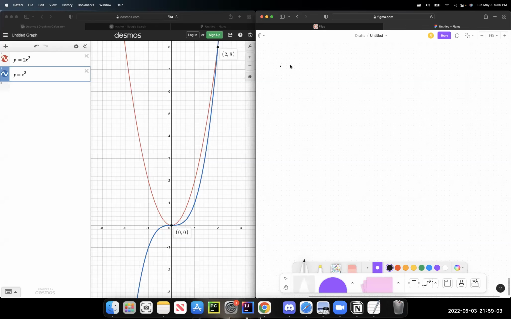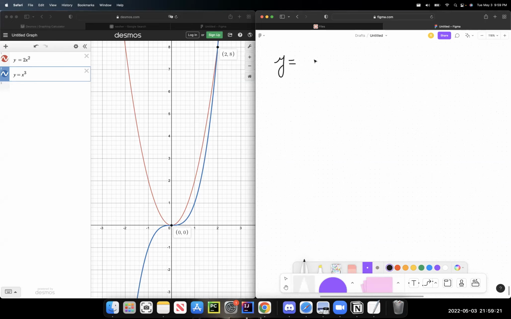So for this next question, we're actually looking at two functions. Yet again, we're looking at y equals, and actually let me just do this here. But nonetheless, we're looking at y, let's see.